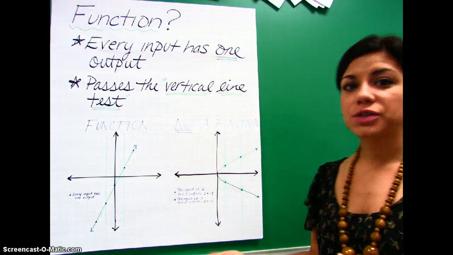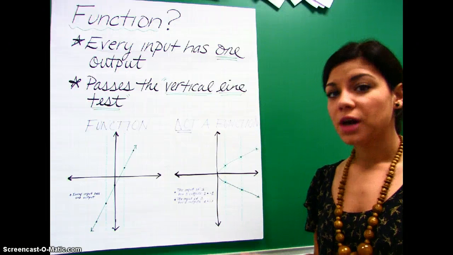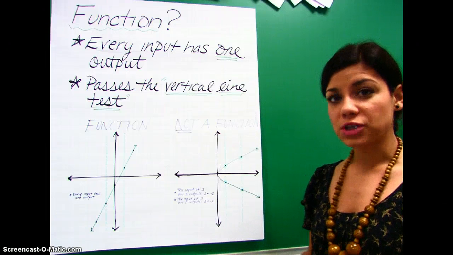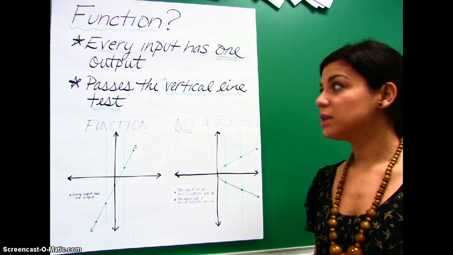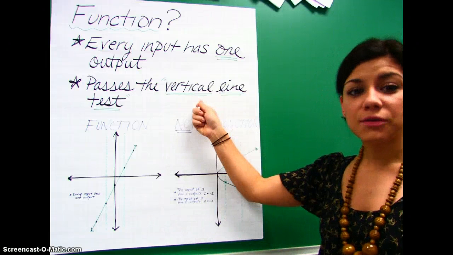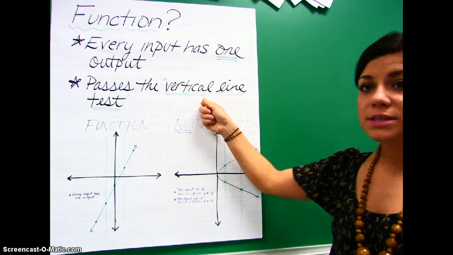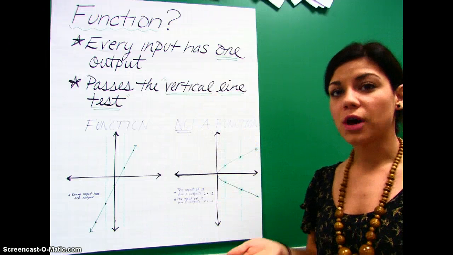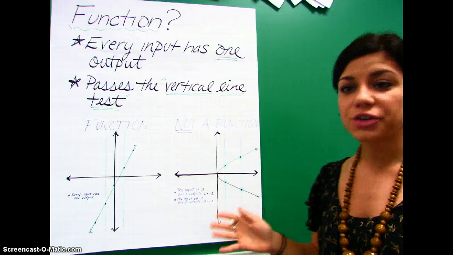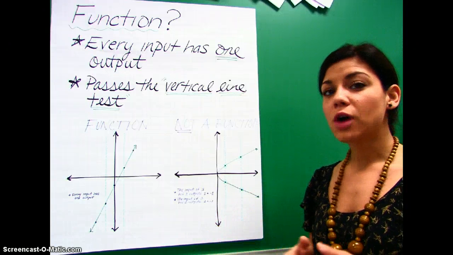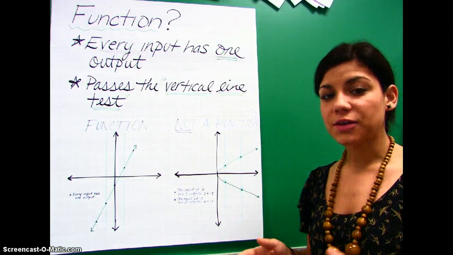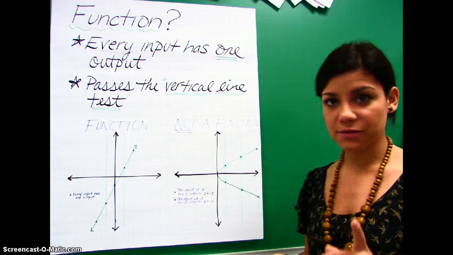Well, now that we're going to start looking at graphs more, another way to determine whether or not a relation or an equation is a function is if it passes the vertical line test. So the idea here is you want to be able to picture drawing a vertical line anywhere on your graph. And if it crosses any place on the graph more than once, then it's not a function.